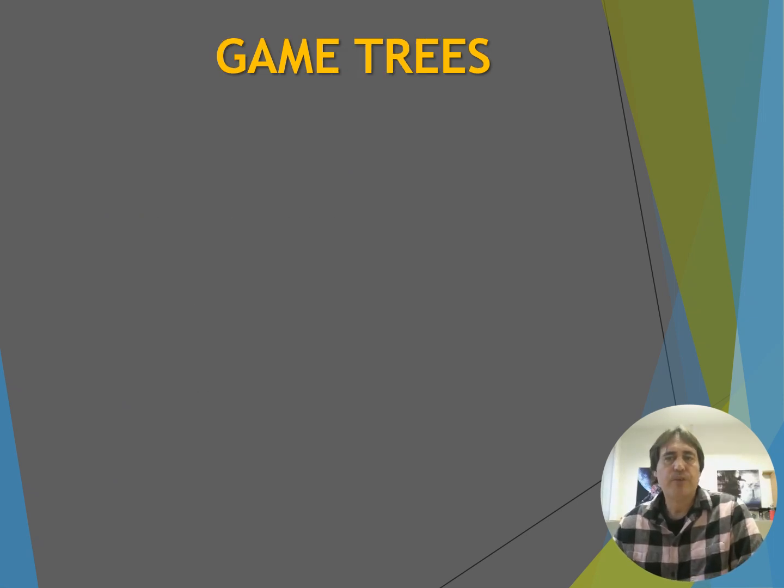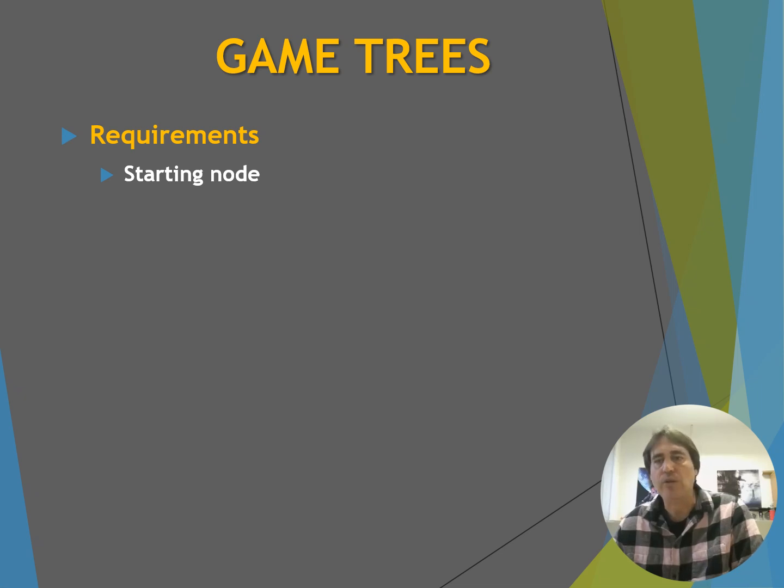In every decision tree, the following must always be true. Firstly, there is a single node called the starting or initial node, to which no arrow points. It represents the beginning of the game. Each of the remaining nodes and all vectors has only one arrow pointing to it.